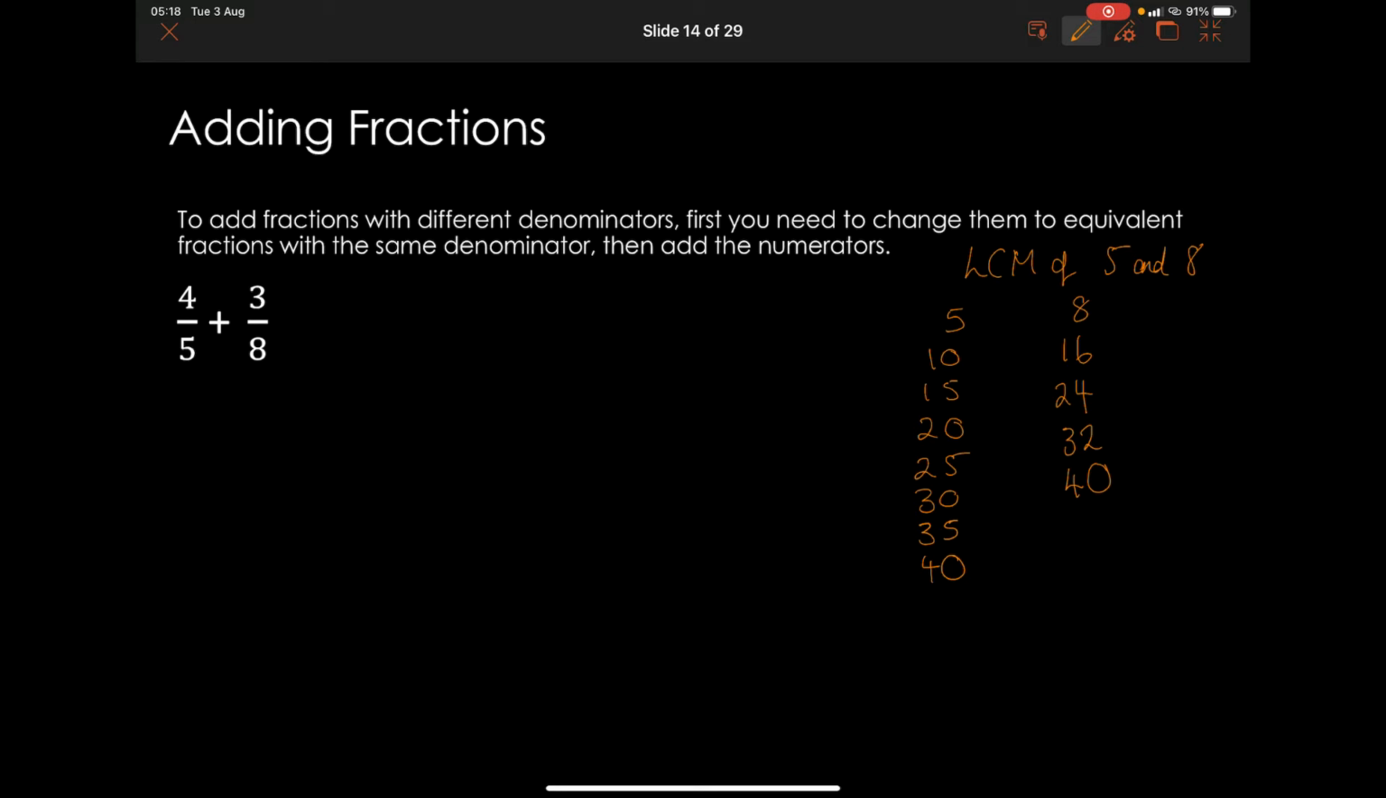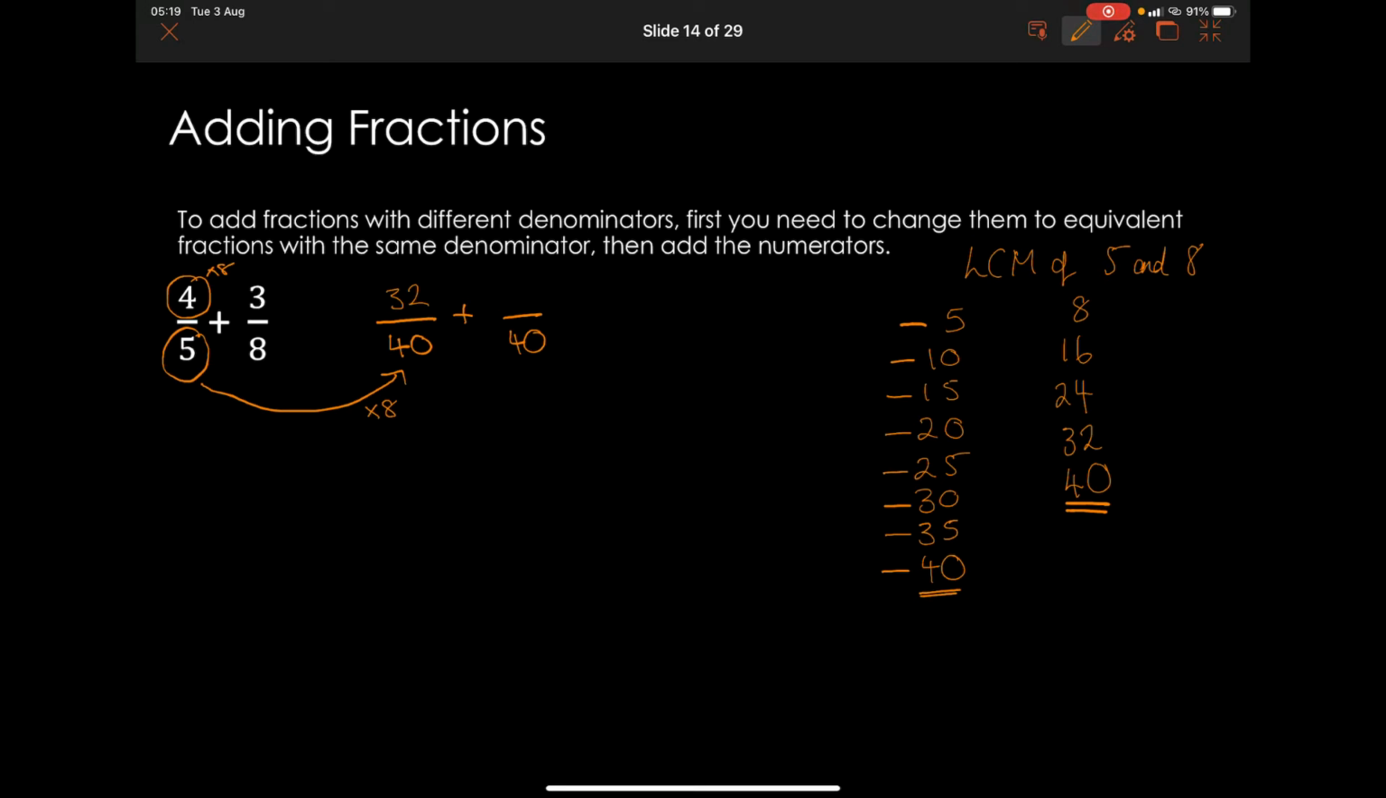Okay, now 40 is our lowest common multiple, so I know that that's going to go on the bottom of both of my fractions. I'm going to put 40 there and then 40 there. Now, what did I do to 5? This is my first fraction. To get 40, I actually times by 8. 1, 2, 3, 4, 5, 6, 7, 8. So that means that the top of my fraction, I need to do 4 times 8. Okay, 4 times 8 is 32, so 32 goes there.